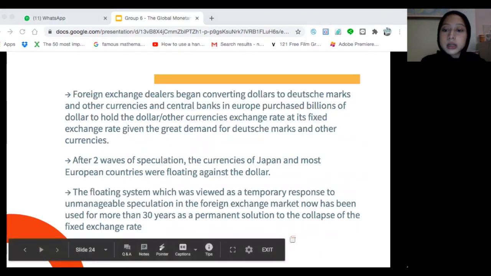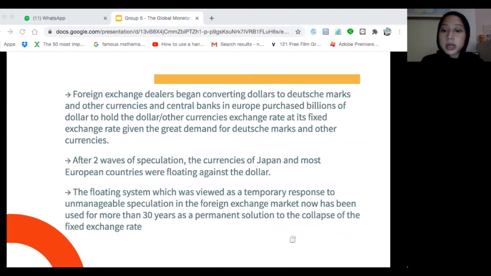Foreign exchange dealers began converting dollars to Deutschmarks and other currencies, and central banks in Europe purchased billions of dollars to hold the dollar and other countries' exchange rates at their fixed rates, given the great demand for Deutschmarks and other currencies. For example, the German Central Bank bought $1 billion on May 4th in 1971 and bought another billion the next day to hold the dollar and Deutschmark at its fixed exchange rate.